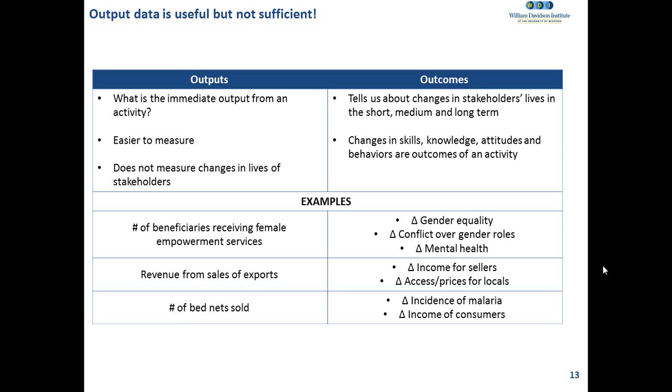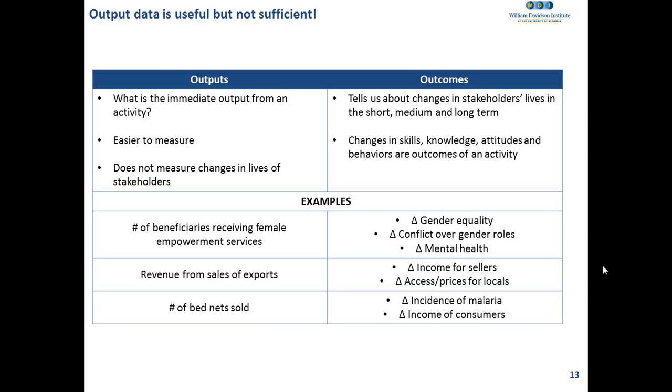It does not provide longer term changes in stakeholder lives. Indeed, outcome data provides a more clear understanding of changes to poverty resulting from a program or social enterprise. As discussed in the previous slide, it's important to measure negative outcomes such as changes in conflict over gender roles. So for example, an output would be the number of beneficiaries receiving female empowerment services. And then an outcome for that would be a change in gender equality, or a change in conflict over gender roles, which may cause increases or decreases in domestic violence.